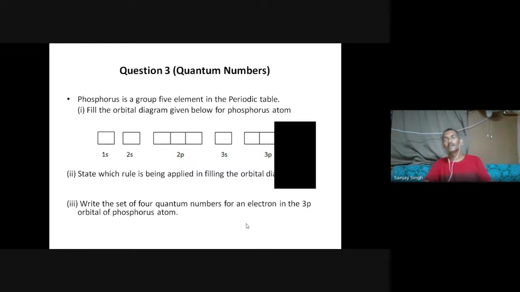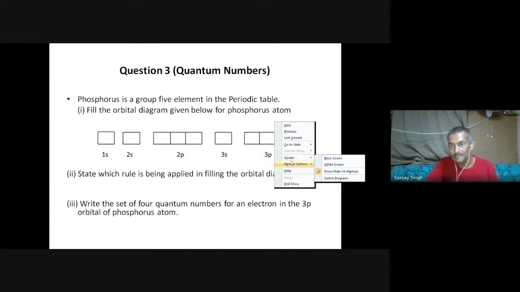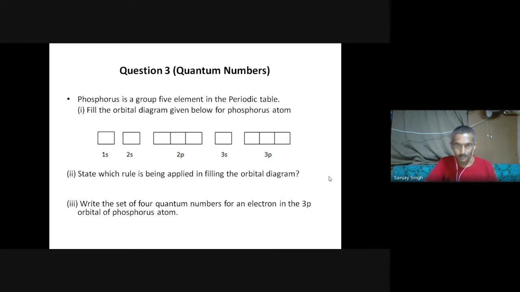Look at this particular question. This is based on quantum numbers. Quite a simple question. It's phosphorus. Phosphorus is a group 5 element, so it contains 5 valence electrons. That's why it's in group 5 of the periodic table. The first thing to do is to fill in the orbital diagram for the phosphorus atom, and you also need to state which rule is being applied for filling in the orbital diagram. Then you need to write down the set of 4 quantum numbers for the electron in the 3p orbital of phosphorus. Quite a simple question, not very difficult.